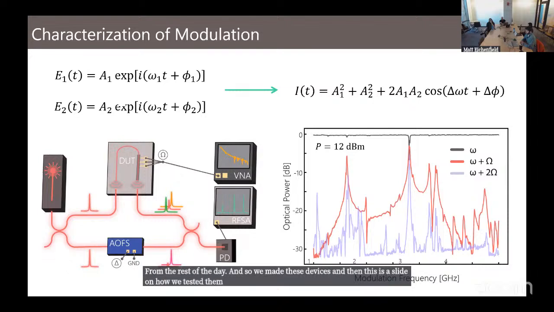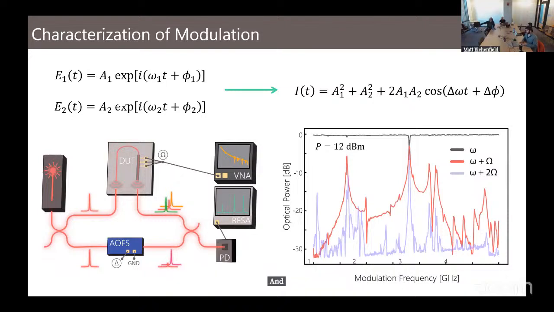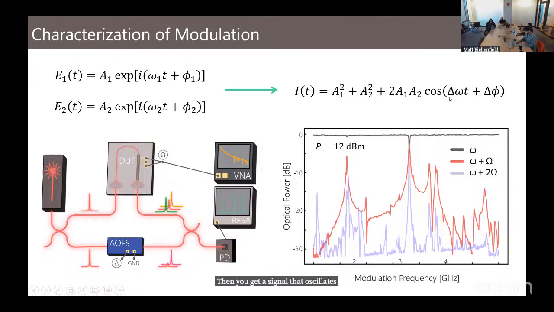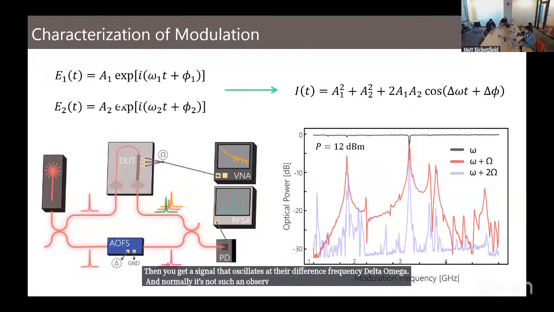The main principle to understand is that if you have two different laser fields oscillating at two distinct frequencies, omega 1 and omega 2, and you combine them together and measure their intensity with a photodetector, you get a signal that oscillates at their difference frequency, delta omega. Normally it's not such an observable phenomenon if these two light fields have vastly different frequencies, like red and blue light. You would need a detector that can measure a signal once every femtosecond, which does not exist.